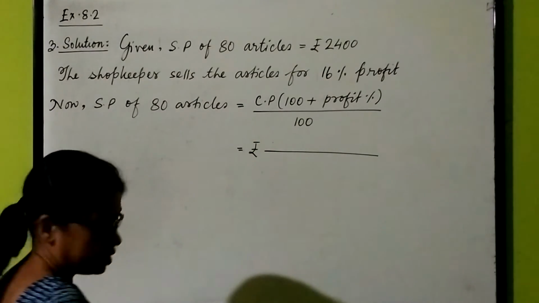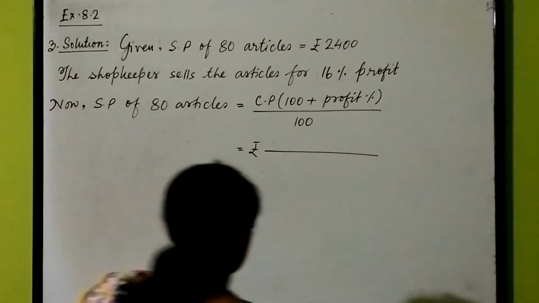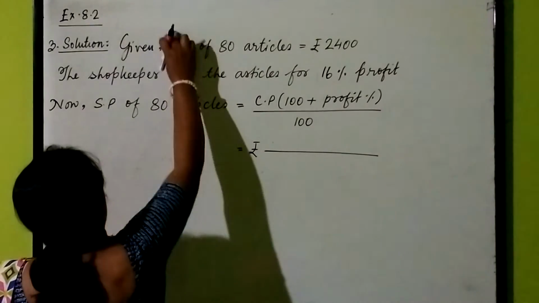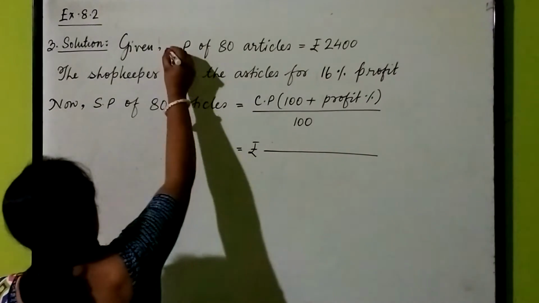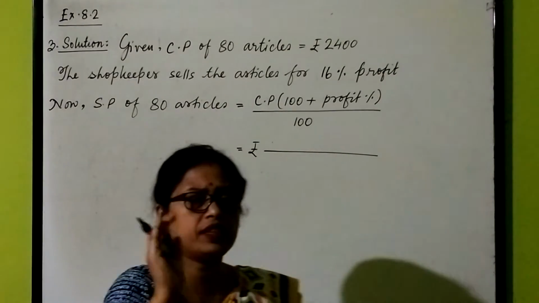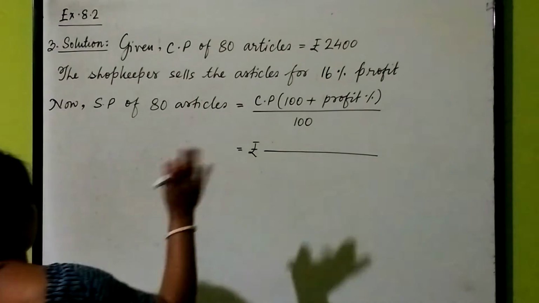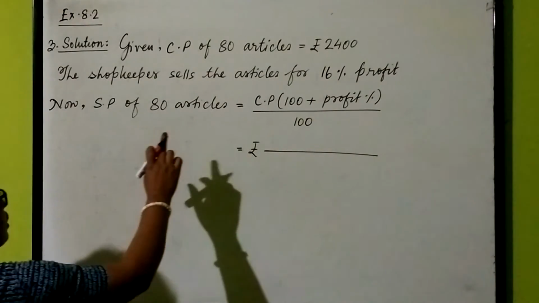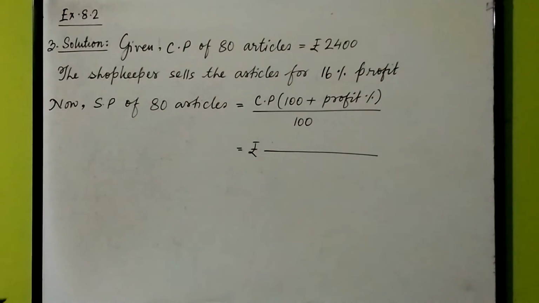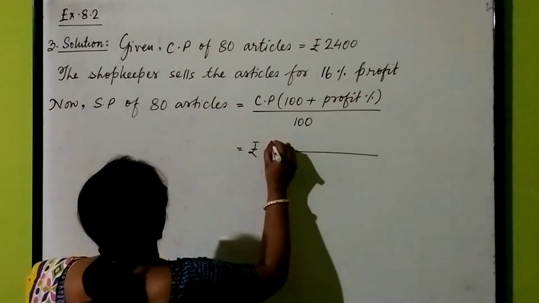Sorry, here it is CP of 80 articles. Extremely sorry. A shopkeeper buys, anything bought means what? Cost price. So given the CP of 80 articles is this, the shopkeeper sells the articles for a profit of 16%. SP of 80 articles, let us find it out.